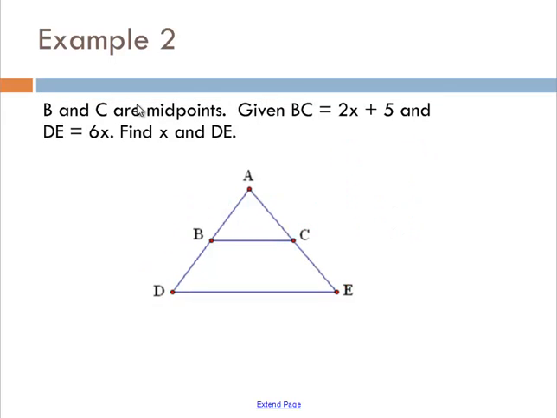Same picture, same given that they're both midpoints. What we're going to do is start to solve. BC is 2x plus 5, and DE is 6x. I need to find x, then I need to find DE, so I will have to plug it back in.